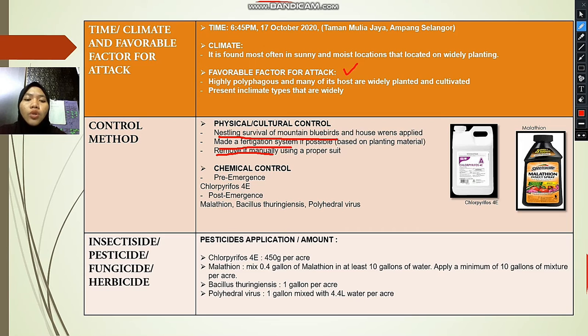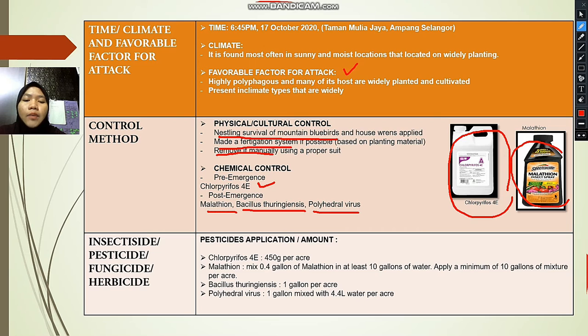For the chemical control, we also have two, which is the pre-emergence and also post-emergence. For pre-emergence, we can use chlorophos. For post-emergence, we can use malathion, Bacillus thuringiensis, and polyhedral virus. So this is the picture of chlorophos, and this is the picture of malathion.